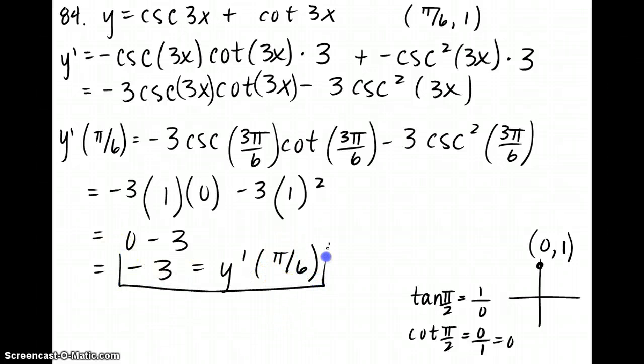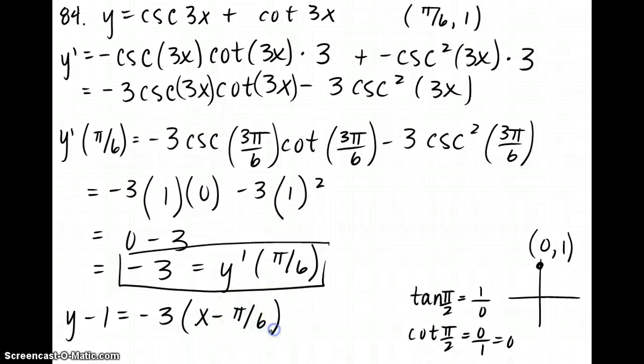Again, this is the final answer for the question, but writing the equation of a tangent line, y minus 1 equals -3, x minus pi over 6.